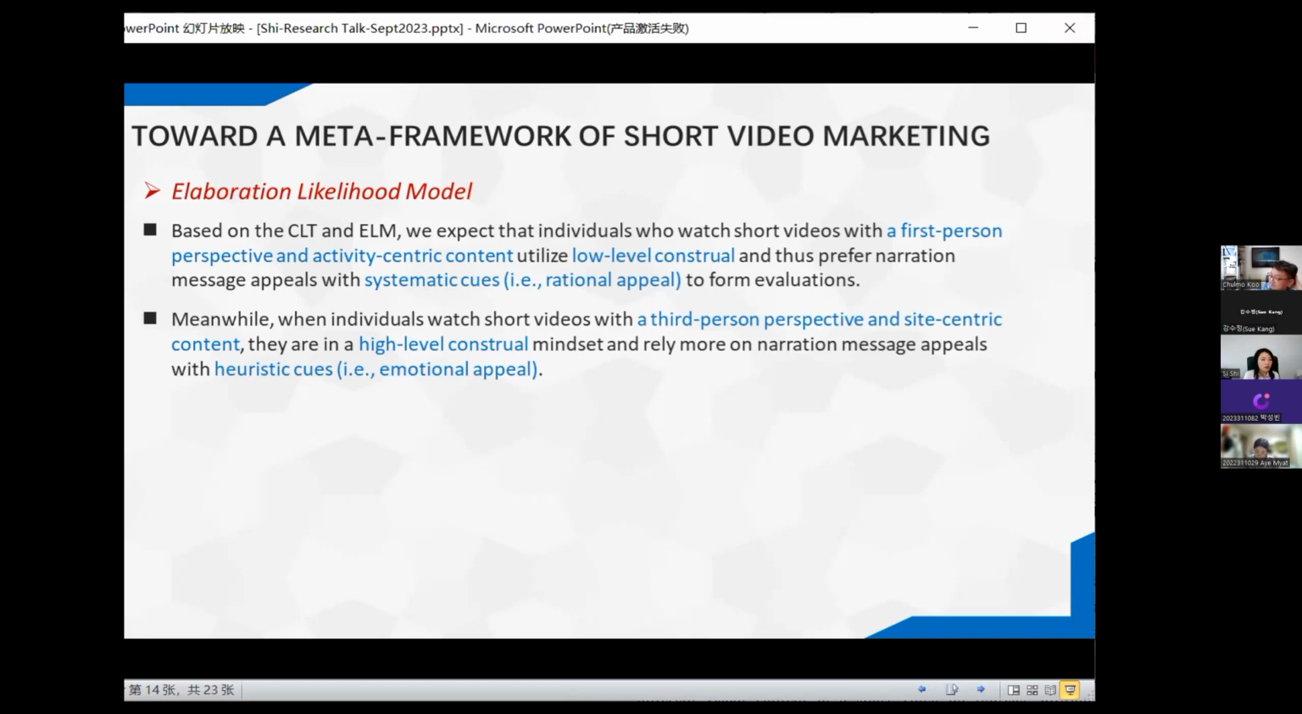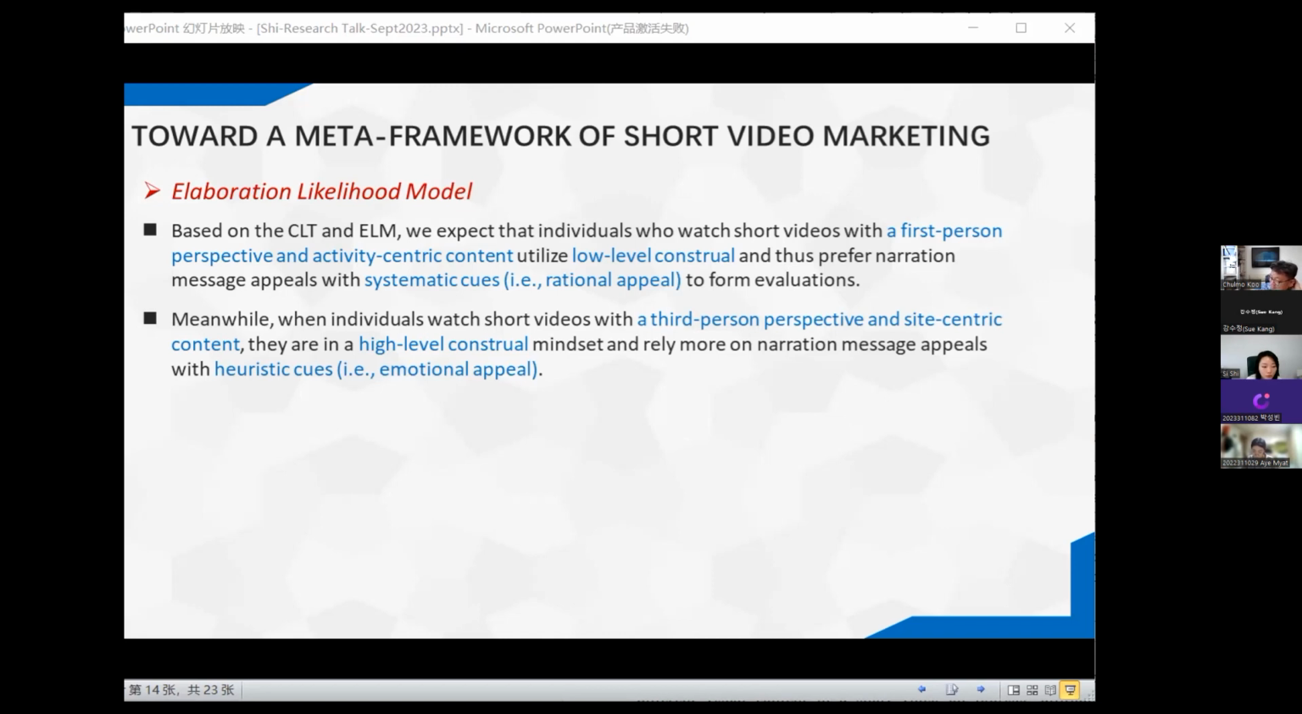So I continue. I just introduced the elaboration likelihood model, right? Based on the integration of the construal level theory and the elaboration likelihood model, we know that when people are at different construal levels, they prefer to process different kinds of information cues. So we expect that individuals who watch short videos with first-person perspective and activity-centric content, utilizing low-level construal, will prefer to process narration messages with systematic cues, that is, the rational appeal.